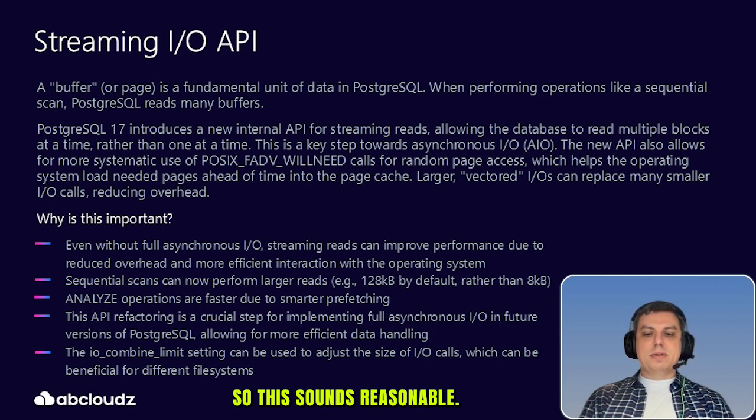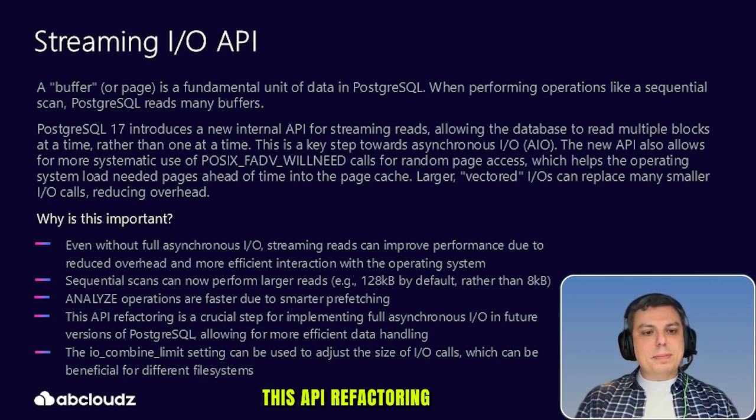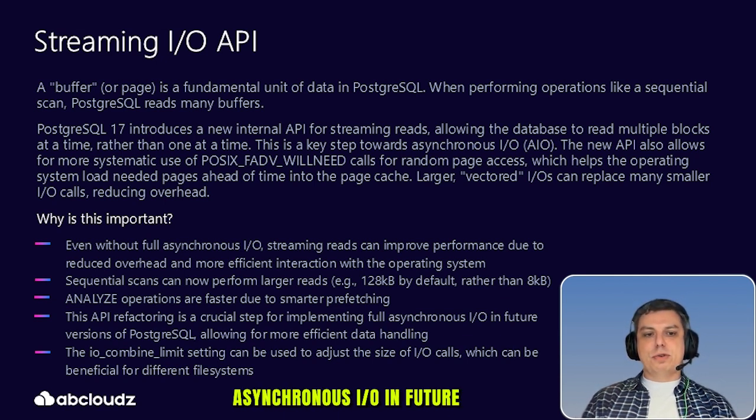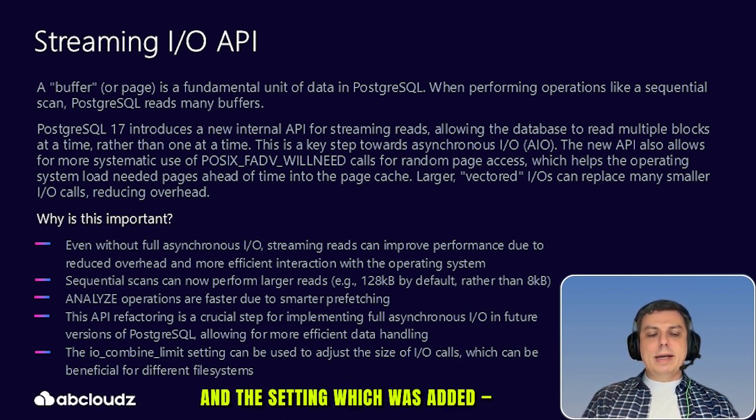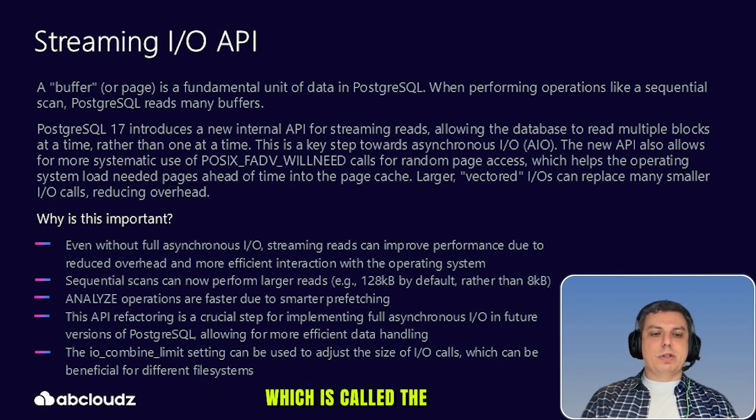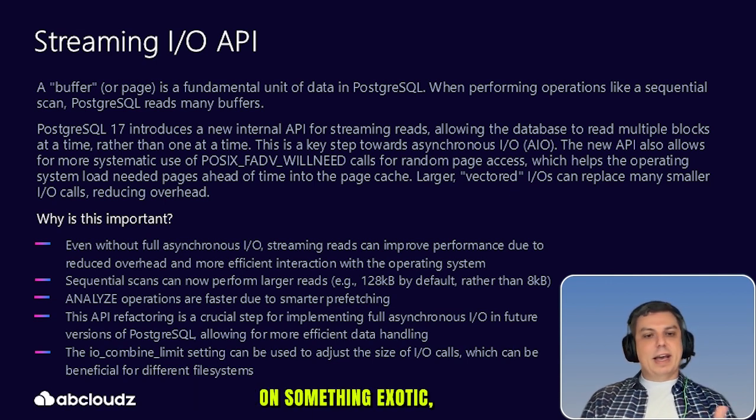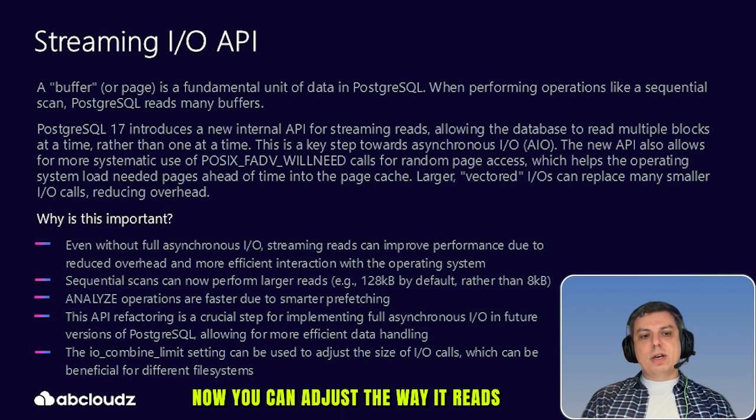So this sounds reasonable. This API refactoring is also a crucial step for implementing full asynchronous I/O in future versions of PostgreSQL. And the setting which was added, called io_combine_limit, can be used to adjust the size of I/O calls, which can be beneficial for different file systems. So if you run your PostgreSQL database on something exotic, now you can adjust the way it reads from the underlying file system with a newer setting.